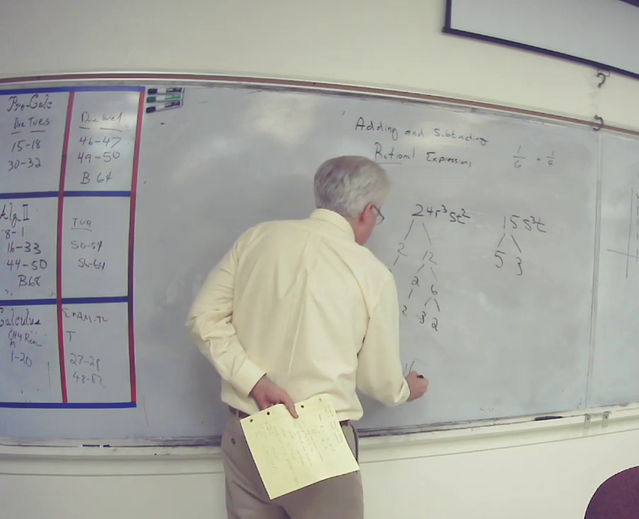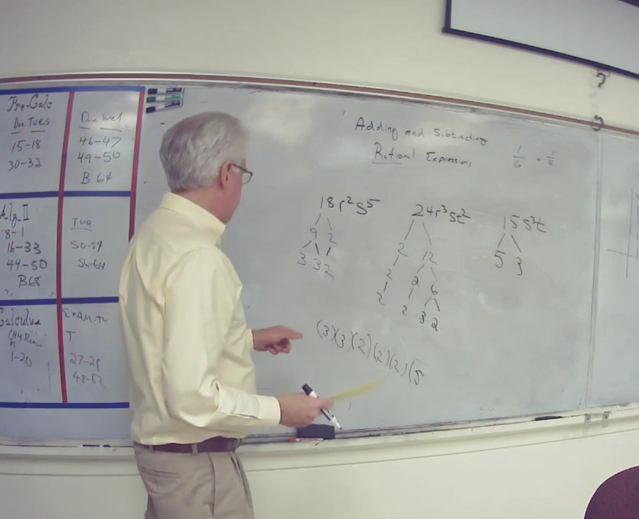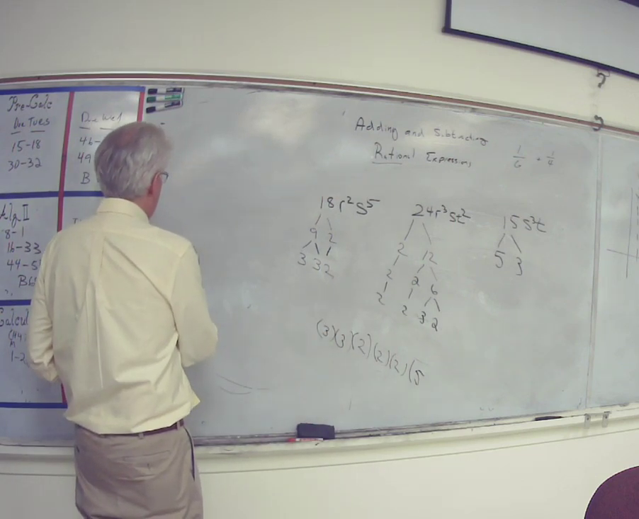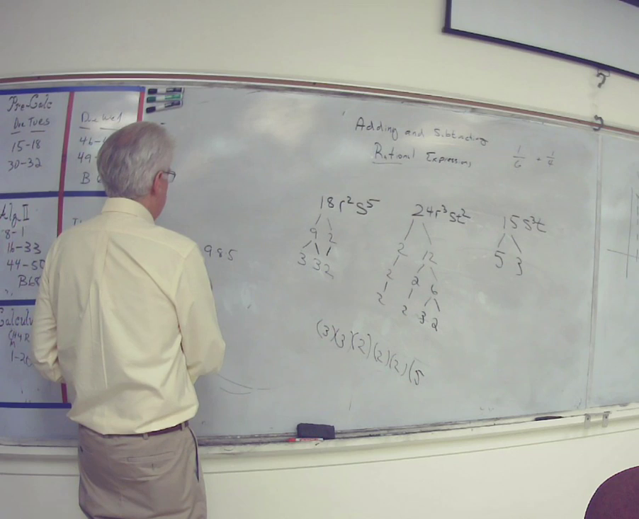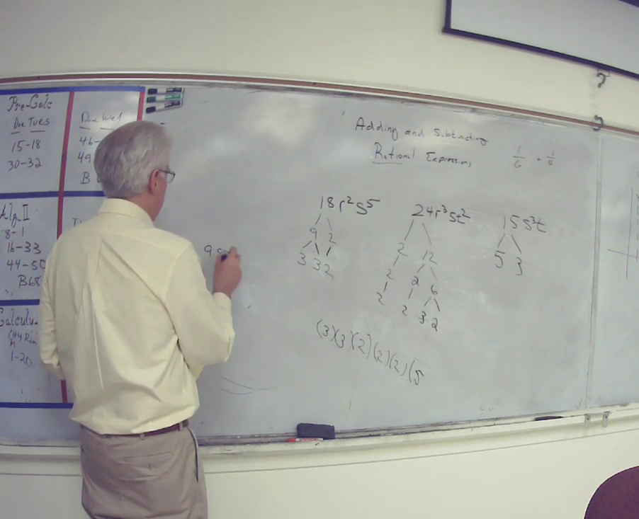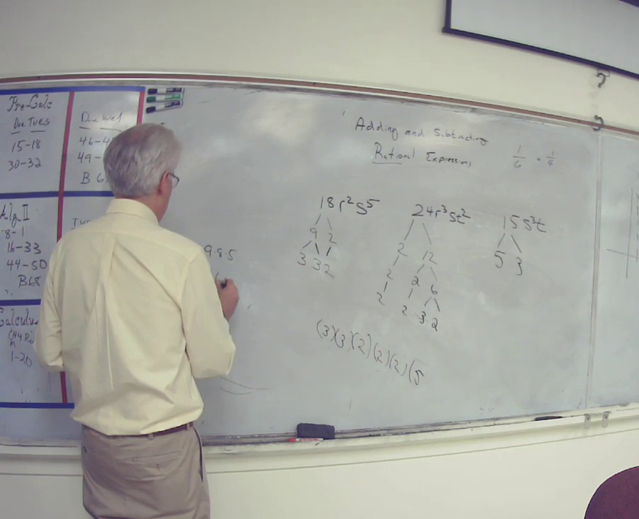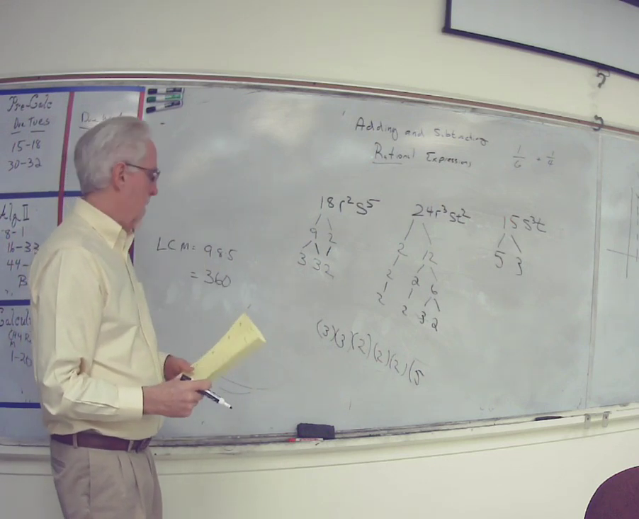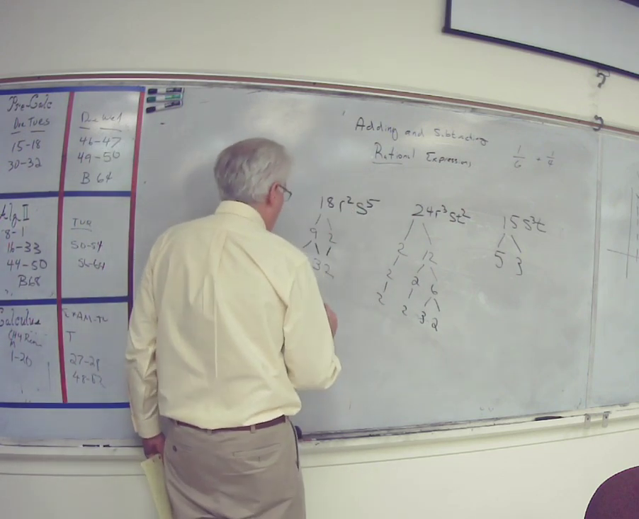And what do I still need? A 5. Okay, so this is 9 times 8 times 5. The least common multiple is 9 times 8 times 5, and that is equal to, somebody do that for me, 360, right? Am I done? No. Okay. Now we're going to deal with R.